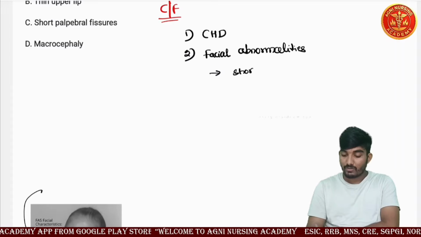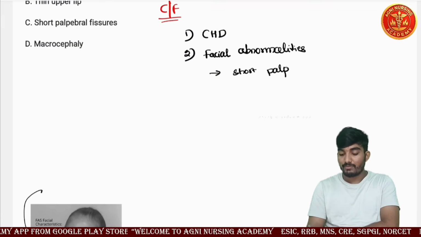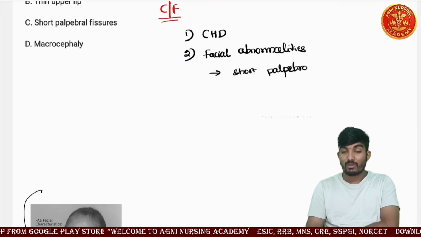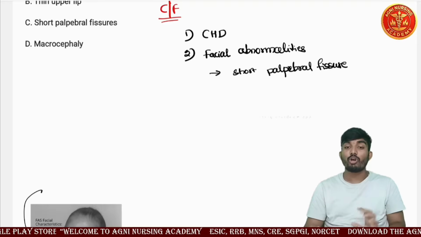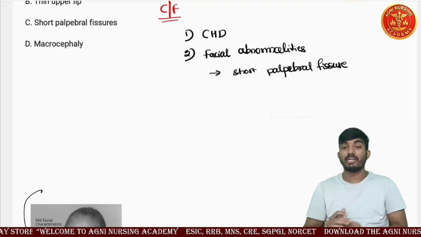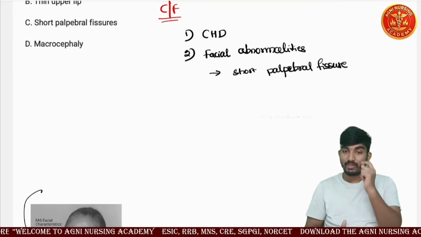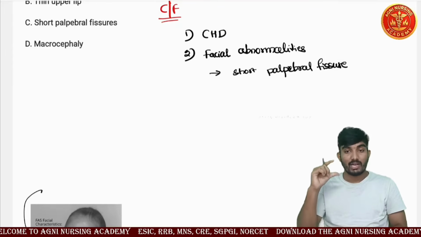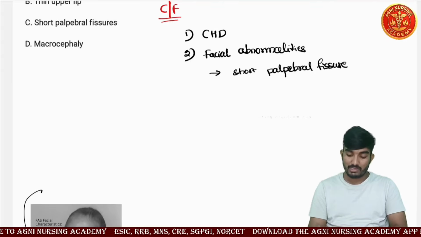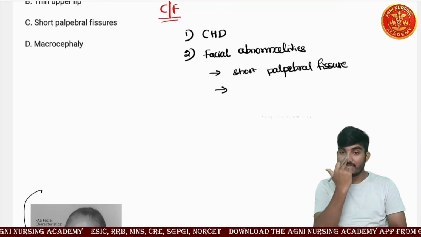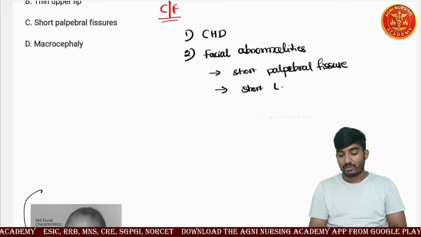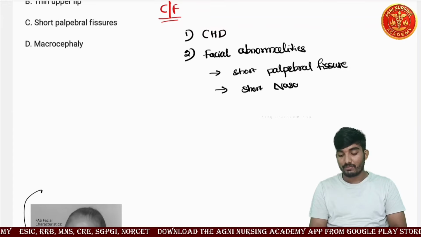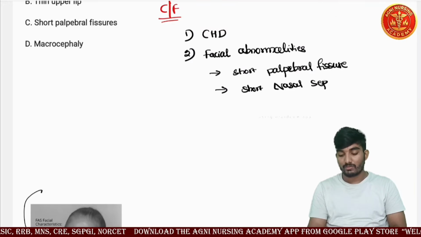Short palpebral fissures and small eye openings. The child with fetal alcohol syndrome does not open the eyes properly. Only small eyes will be present. And the nasal septum will be short.